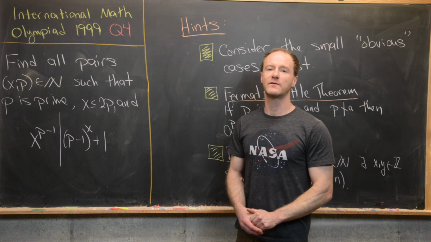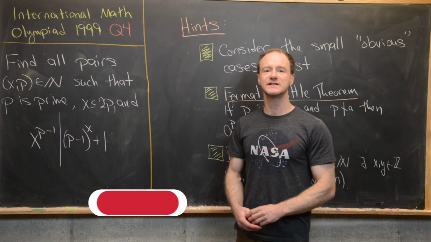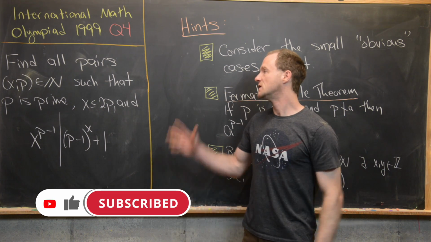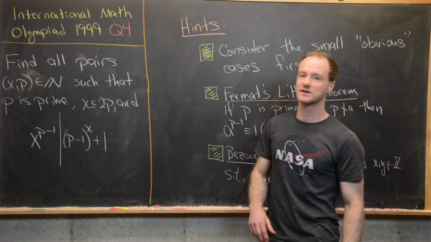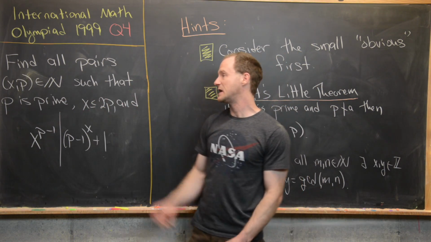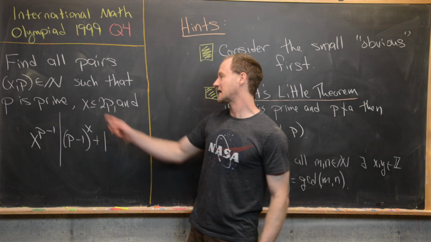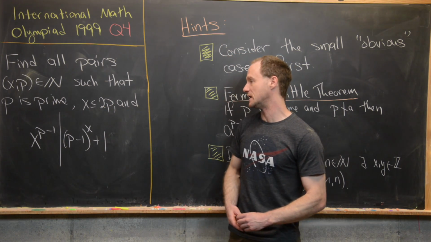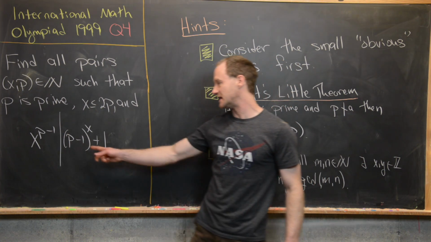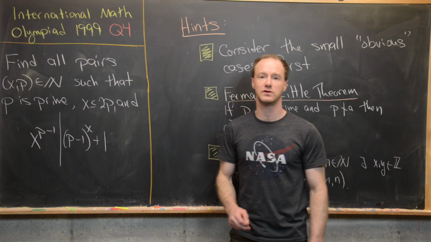Here we're going to look at a problem from the International Math Olympiad. This is from the 1999 edition, and it's question 4. So our goal is to find all pairs of natural numbers x and p such that p is prime and x is less than or equal to 2p, and then finally x to the p minus 1 divides p minus 1 to the x plus 1.